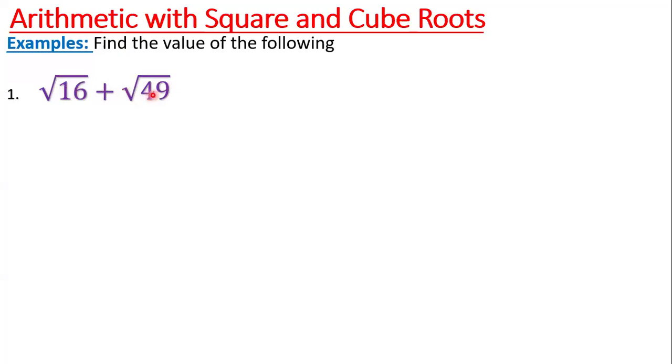How are we going to get this anyway? Anyone know? First, we need to find the square root of 16 and the square root of 49. And then add them, right?